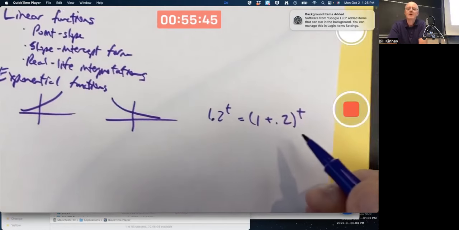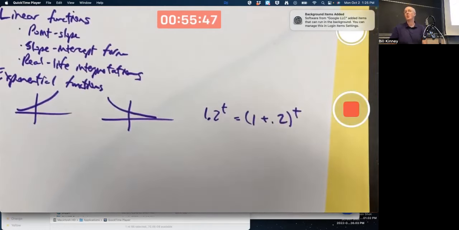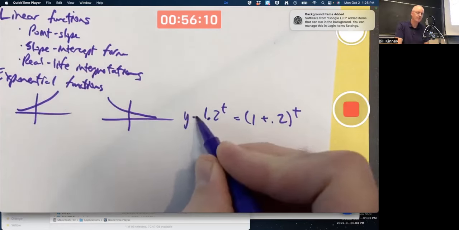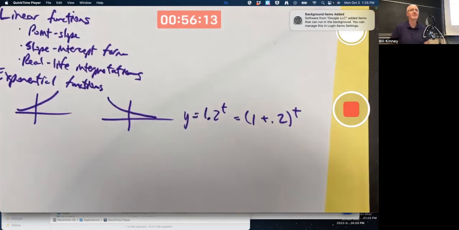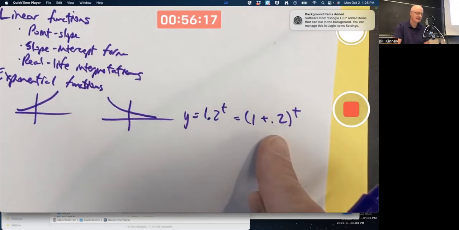That's a constant relative rate of growth of 20% per unit time. The 0.2 can get converted to a 20% relative rate of growth per unit time. And that's a constant relative rate of growth. The percent amount, the percent change each unit that t increases stays constant. Not the actual amount that y changes, but the percent change in y. 20% per unit increase in t.